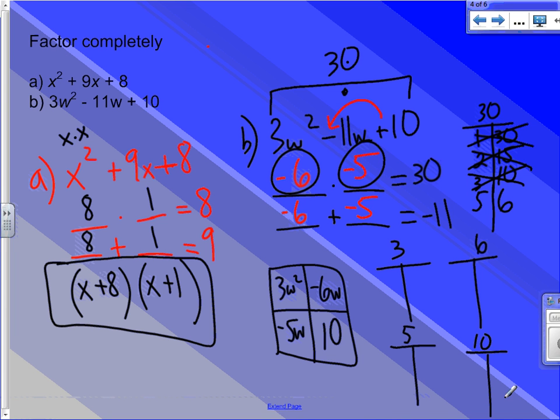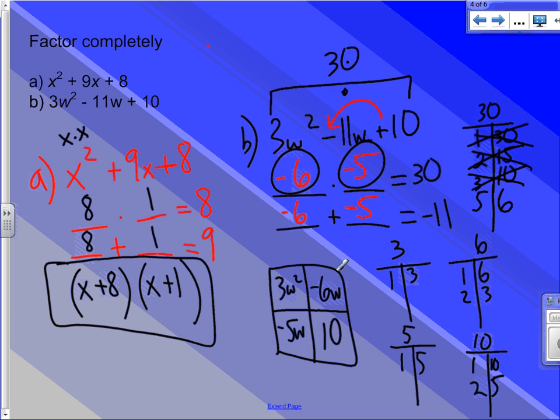Okay, and 10. So let's think of all the ways to multiply to get 3 using whole numbers. And that's it. For 6, 1 and 6, 2 and 3. Another way using whole numbers to get 6, 1 and 5. That's it. 5's prime, so those are the only factors of 5, 1 and itself. And then for 10, 1 and 10, and 2 and 5.